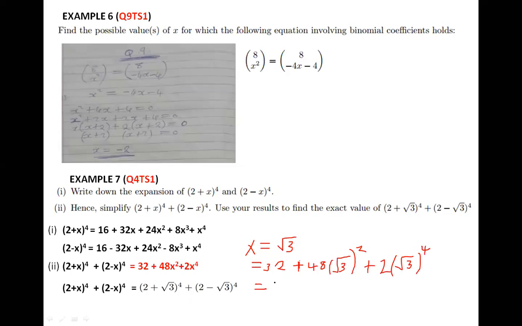So you discover that you are going to have something like this as your answer. 32 plus the root of 3 to the power 2, you get 3. 3 times 48 gives 144. And 2 times the root of 3 to the power 4 is just the same as you multiply the root of 3 four times, and that will give you 9. 9 times 2, you get 18. And then when you add everything properly, I think you get something like 194 as your answer. Yes, you get 194 as your answer. So we move on to the next slide.